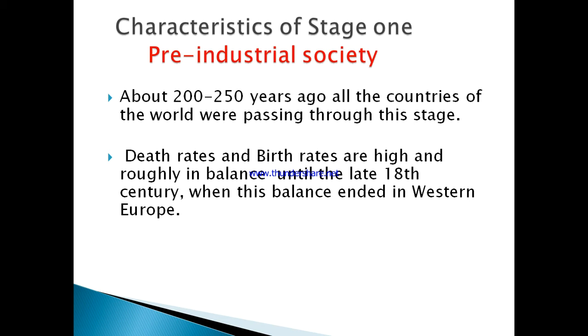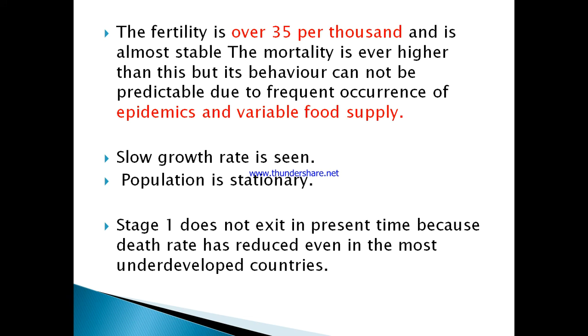Now, each stage can be explained. That is the characteristics of stage 1, pre-industrial society. About 200 to 250 years ago, all the countries of the world were passing through this stage. Death rates and birth rates are high and roughly in balance until the late 18th century, when this balance ended in Western Europe. The fertility is over 35 per thousand and is almost stable.